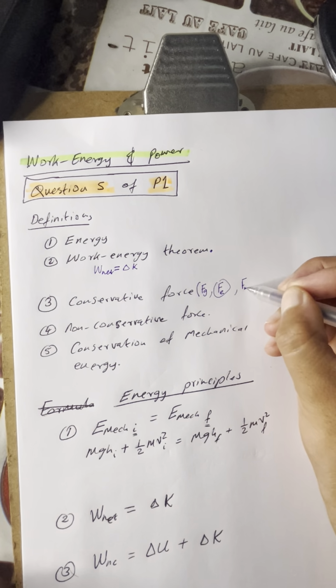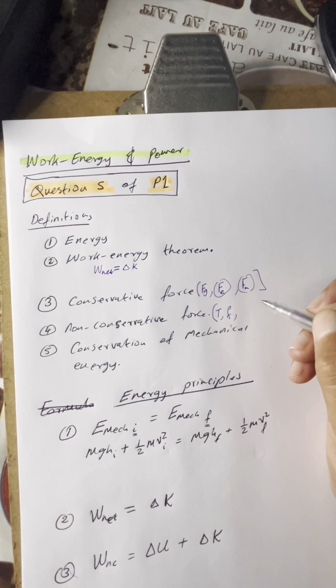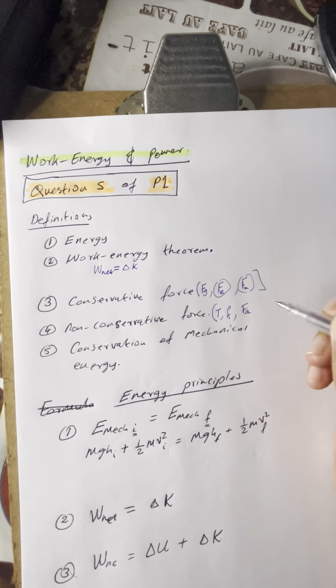Non-conservative force will include all the contact forces, starting with tension, frictional force, both kinetic and static, applied force, and any other force that is a contact force, like normal force. But the work done by the normal force is 0. Any other force that you might think is a contact force. The work done by these forces on an object depends on the path taken, so we refer to them as non-conservative forces. Please remember them when you prepare for the final exam.